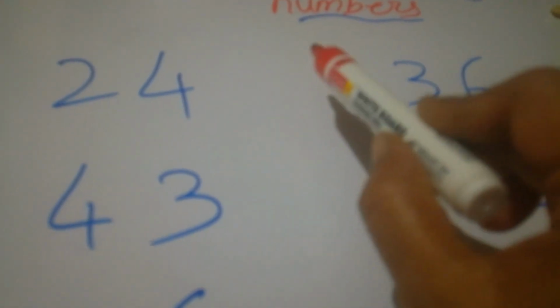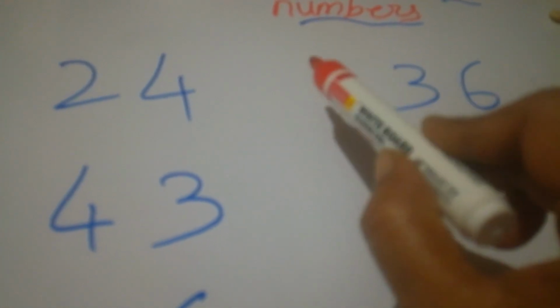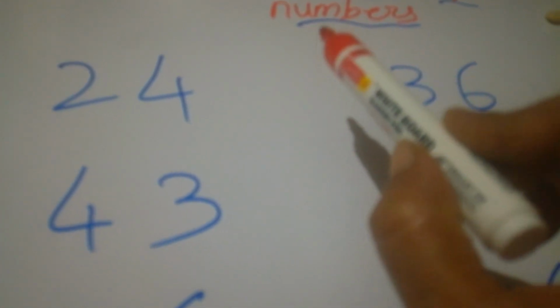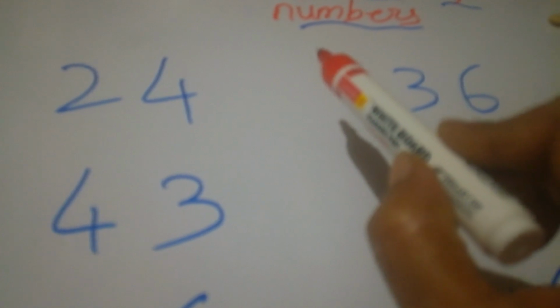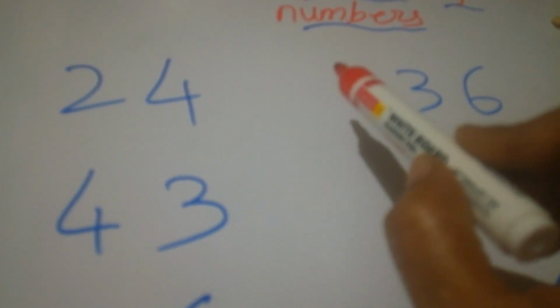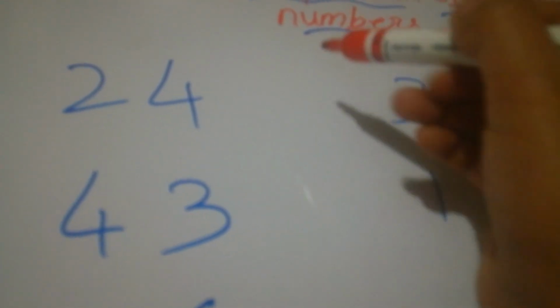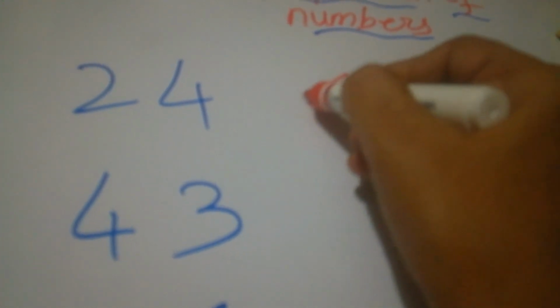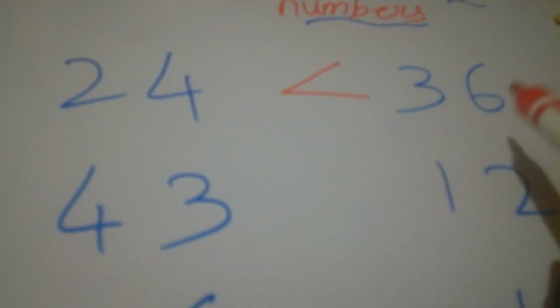So we have to write here less than. Less than means how it will be? Its mouth should be pointed towards the right. So 24 less than 36.